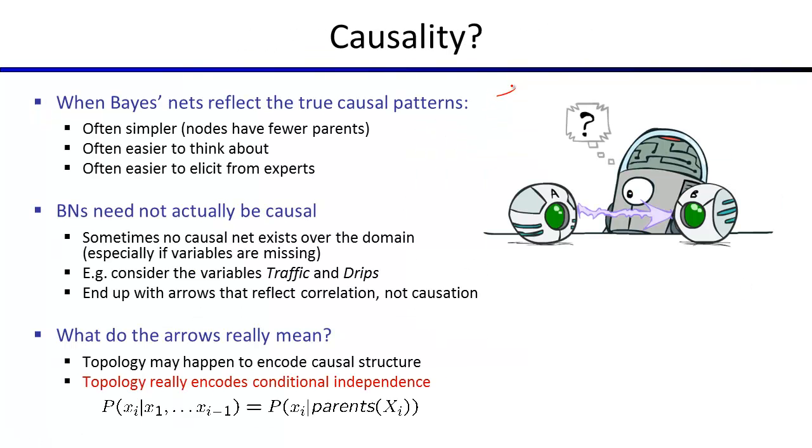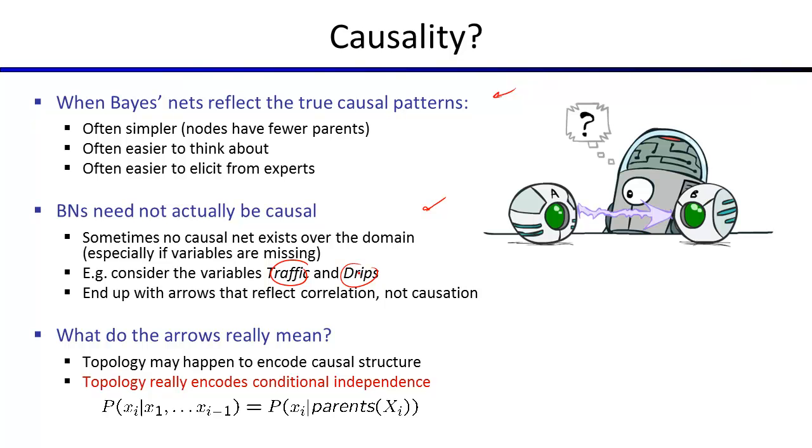So we just discussed why Bayes nets often have causal patterns, easier to come up with, easier to think about. They don't need to be causal. And sometimes there's not even a way to make them causal. If you had a set of random variables, and your set of random variables were traffic and drips, roof dripping or not, it's not clear which way you would point the arrow. There's no clear-cut decision, not clear. But you know there is a relationship between them.